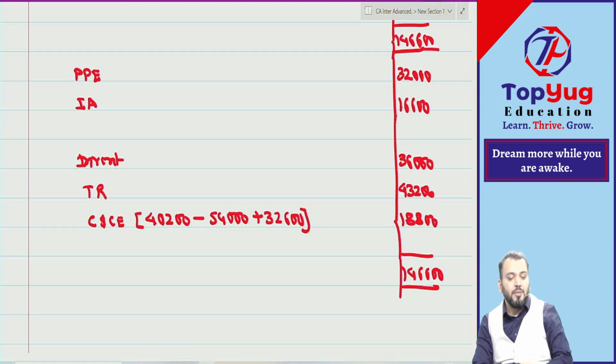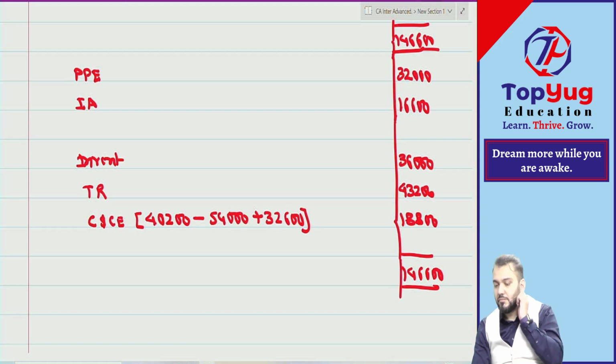Only 2 questions we have done. 3 questions we have done. Understood? 2 concepts we have done. 3 questions we have done.